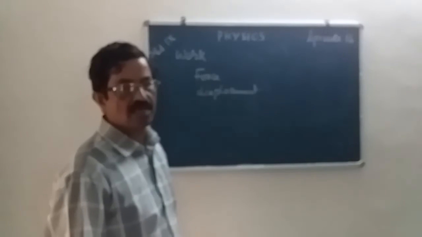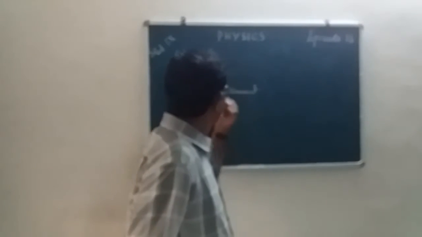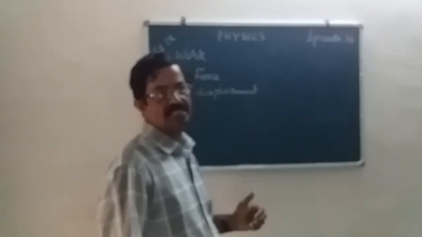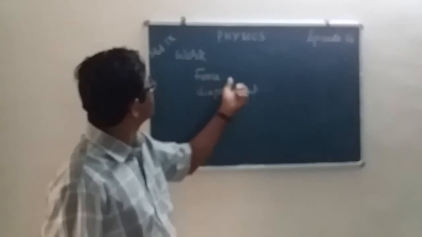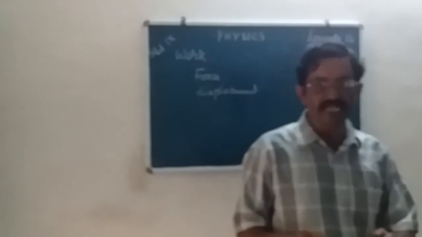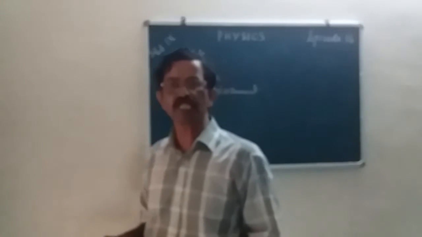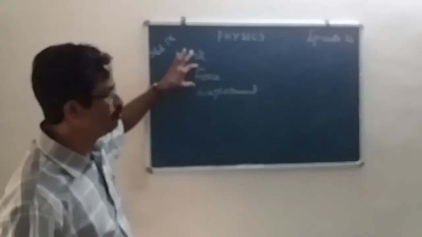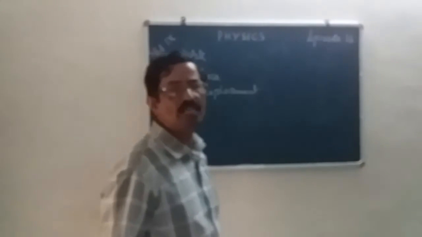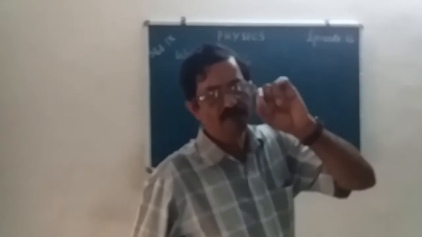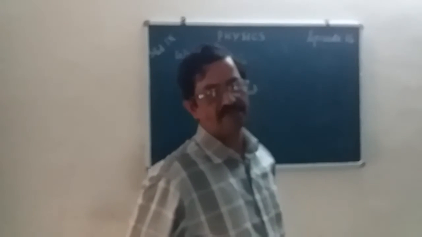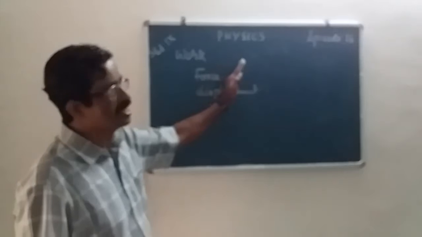If any one of these, force and displacement, is absent, then we cannot say there is work. That means to do work in science, there are two quantities required. Which are they? One, a force. Second, that force should make a displacement on the object. A force must apply on an object and that object must be displaced. Then only we can say there is work.